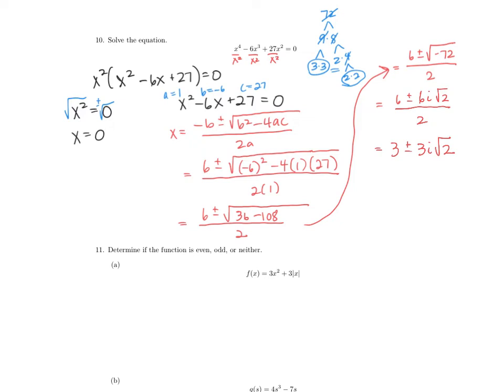All right, so here are our solutions. We've got 2 solutions here. We have 1 solution here, which is actually 2, right? 0 is twice, so that's all of our solutions. All right.